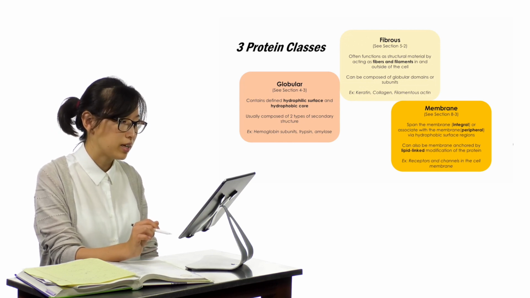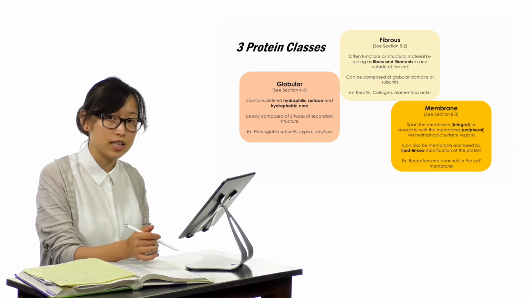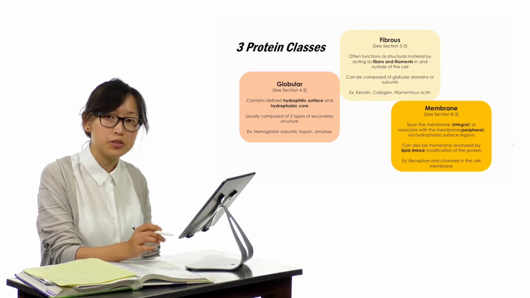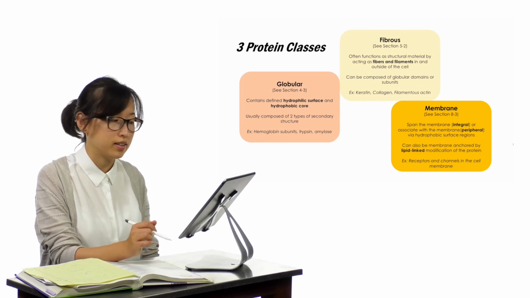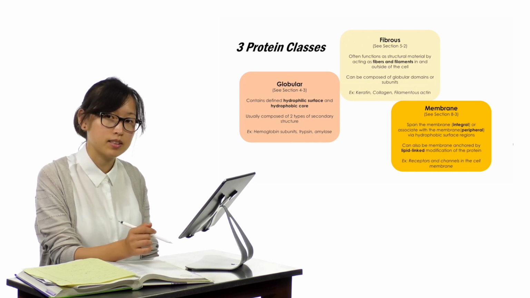Second protein class we have here is fibrous. It often functions as structural material by acting as fibers and filaments in and outside of the cell. They can be composed of globular domains or subunits. Examples here are keratin, collagen, filamentous actin.